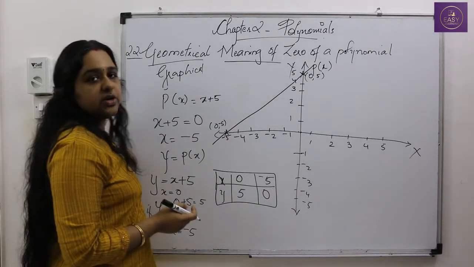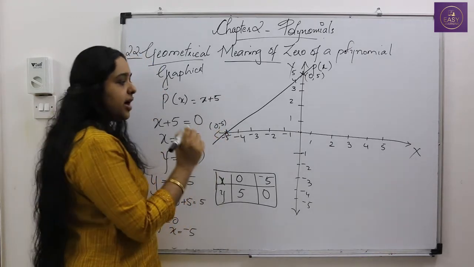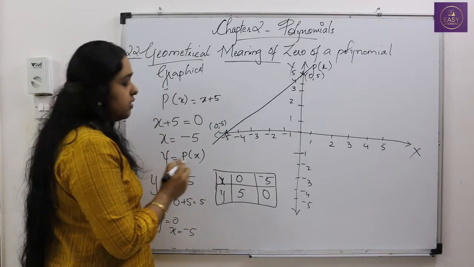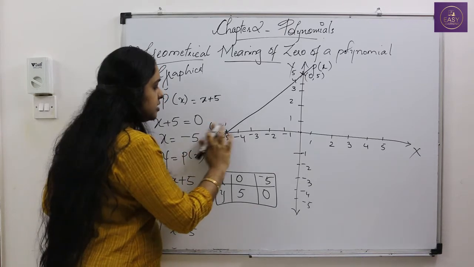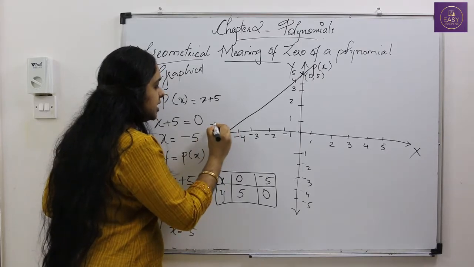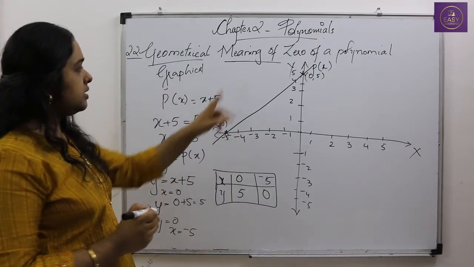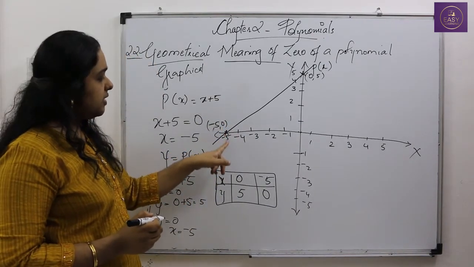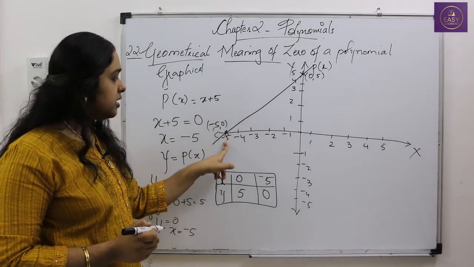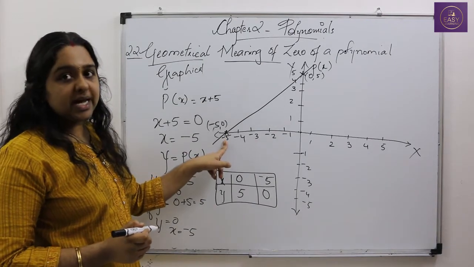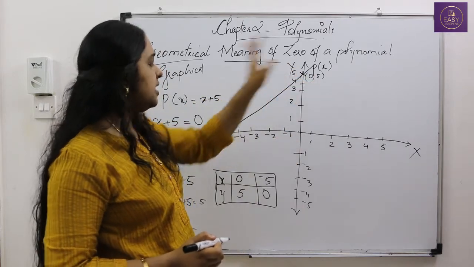So what will be the zero of this polynomial? Zero of a polynomial is the point at which our y equals 0. In this, our y value is 0, right? Sorry, I wrote it in the wrong way: minus 5, 0 and 0, 5. The point at which our y becomes 0. So what is the value of x at this point? At this point, the value of x is minus 5. And at this point, value of x is 0 and value of y is 5.